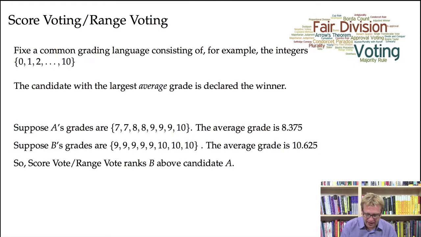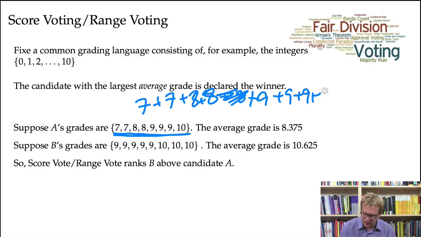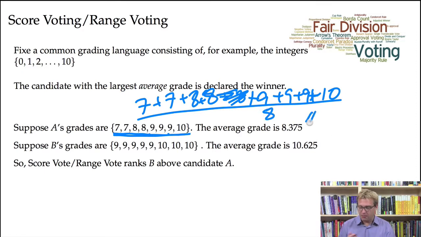So just to remind you, the average, so if these are candidate A's grades, the average is going to be, you add up all of the grades. So it's 7 plus 7, 8 plus 8, 8 plus 8, 9 plus 9 plus 9. And then you add in 10. And you divide by the total number. In this case, it's 8. That number is the average, so 8.375.